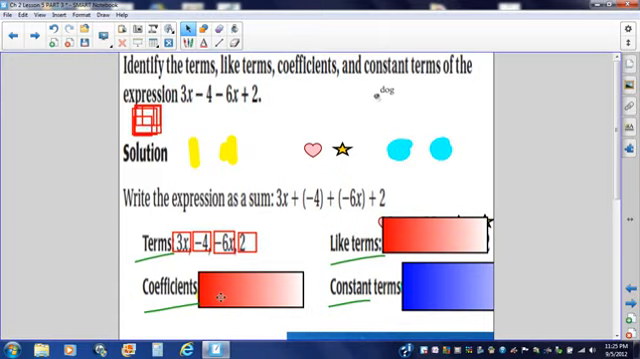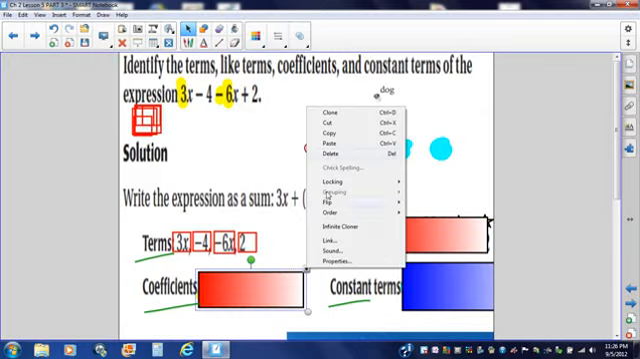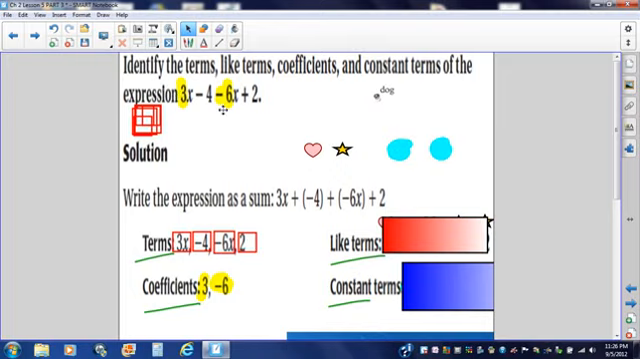Coefficients. We said on the last slide, coefficients are the numbers that touch a variable. So we have 3 touching our variable or dog x, and we have negative 6 touching our dog or variable x. Coefficients are the numbers touching the variables. So 3 and negative 6 are touching the variables. 3 and negative 6 are my coefficients.